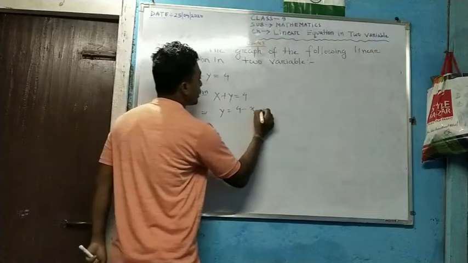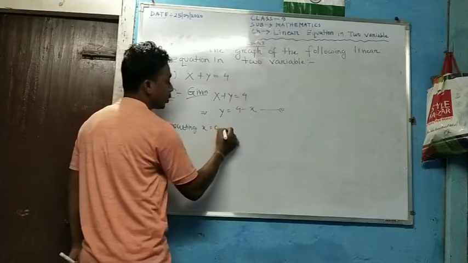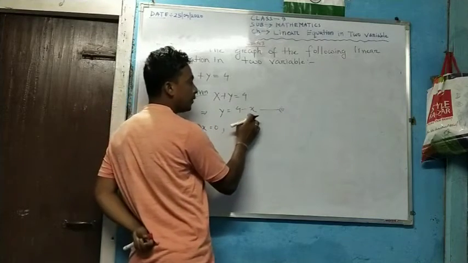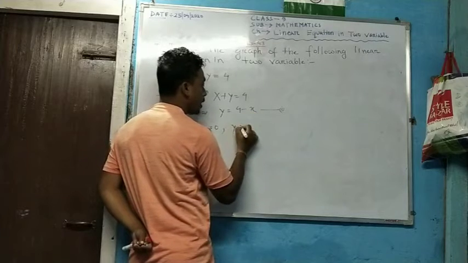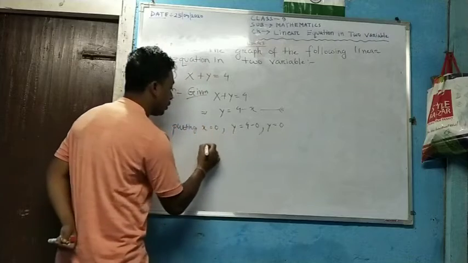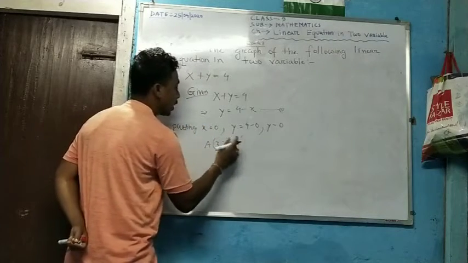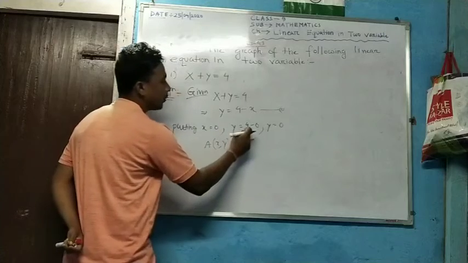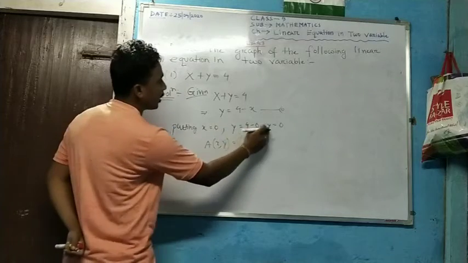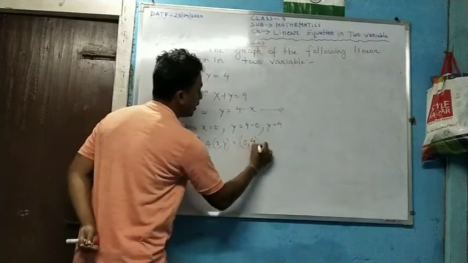So if I mark this equation as equation number 1, putting x equal to 0 in equation 1, what I will get? If I put the value of x equal to 0, then y equal to 4 minus 0, that means y equal to 4. Suppose A is a point, what will be the value of x and y? If the value of x is 0, the value of y will be 4.